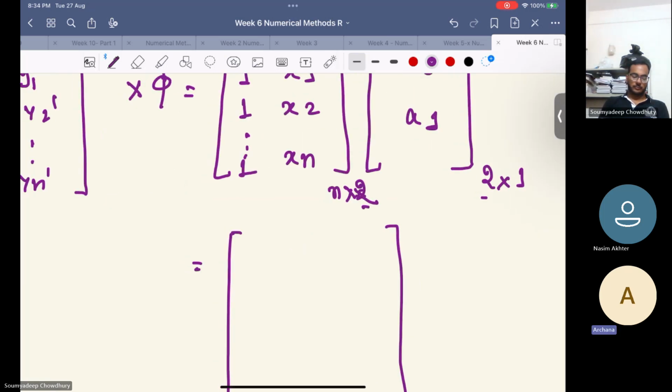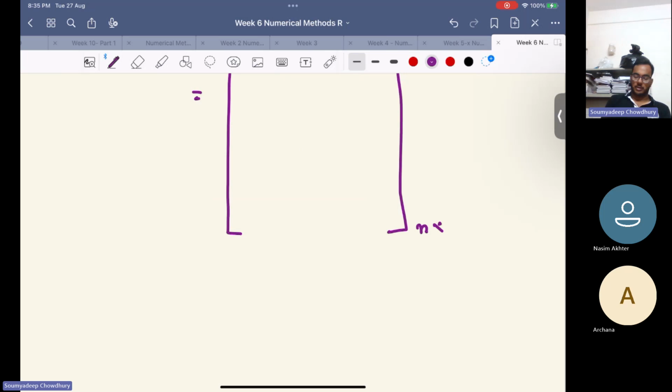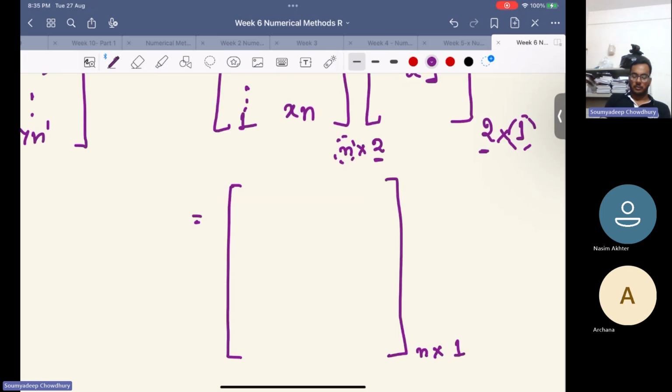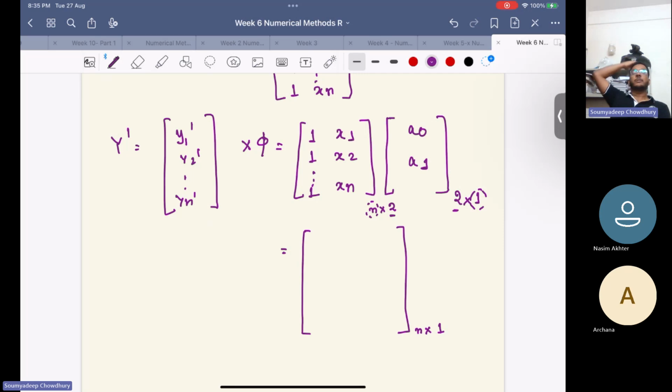First row and first column, we have to multiply. Suppose I am talking about the multiplication now. You have two matrices which are n cross 2 and 2 cross 1. So the order of the resultant matrix will be n cross 1, right? Yes, sir, n cross 1. So now, what will be the first element in this matrix if you multiply this?